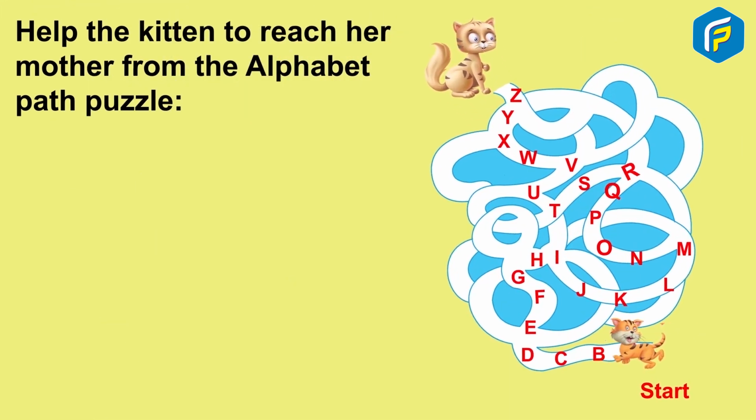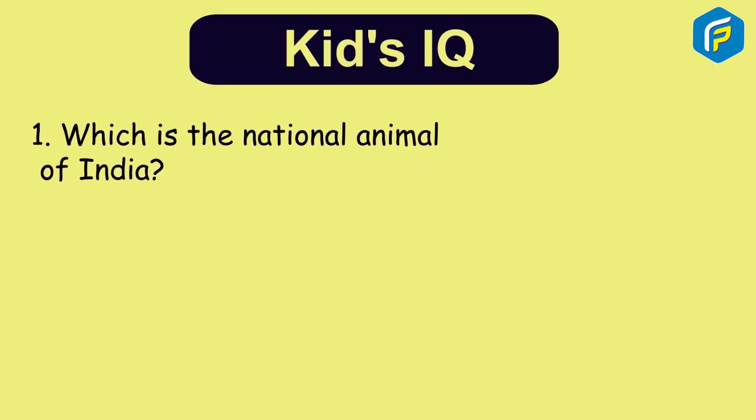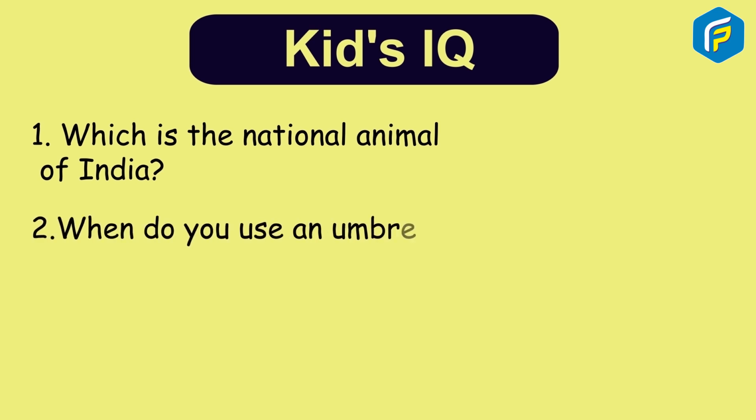A, B, C, D, E, F, G, H, I, J, K, L, M, N, O, P, Q, R, S, T, U, V, W, X, Y, Z. Finish! Kids' IQ: which is the national animal of India? When do you use an umbrella?